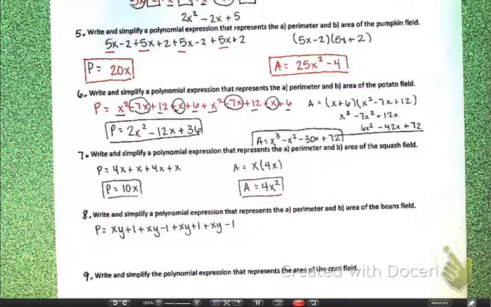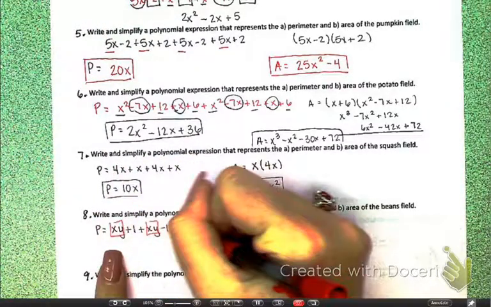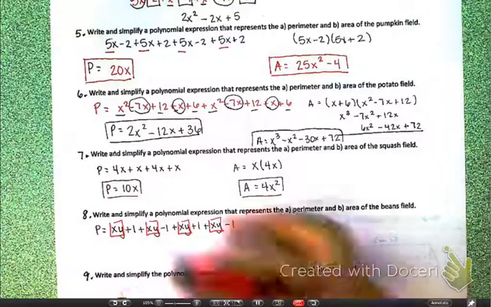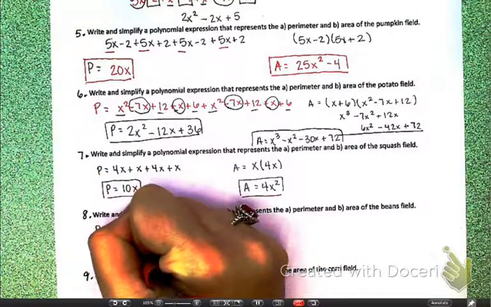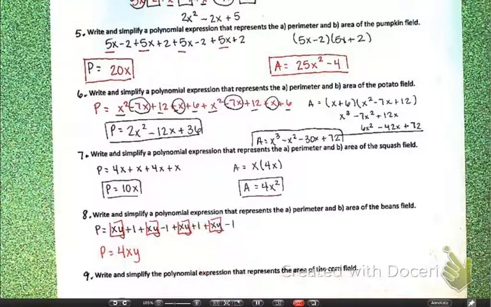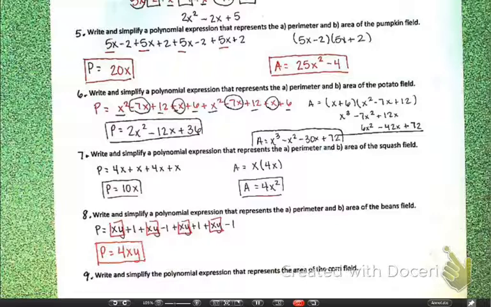What's considered a like term? Yes, so the xy. So same variable, same exponent. This xy is all a like term. And how many of them do I have? 1, 2, 3, 4, because the coefficient's a 1. So 4xy. 1 minus 1 is 0. 1 minus 1 is 0. So my perimeter is just 4xy.